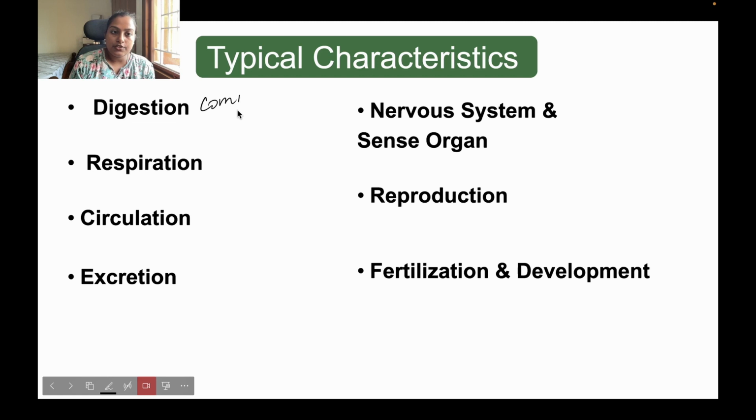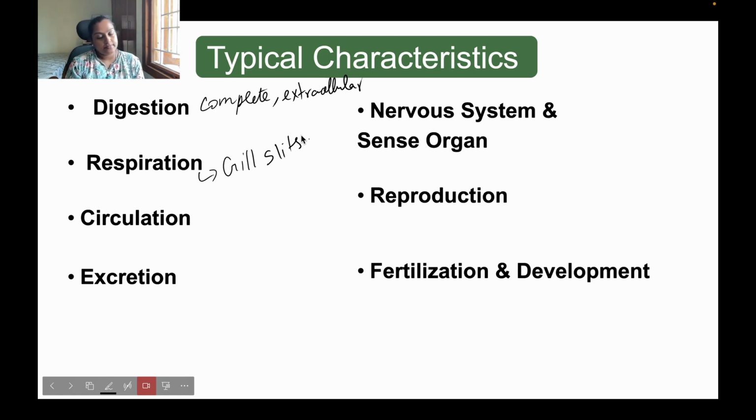Digestion is complete digestion, extracellular digestion. And children, respiration. Talking about that, here they will have gill slits, pharyngeal gill slits. So if you see, chordates only will have gill slits. In non-chordates, pharyngeal gill slits are absent. But this is a feature of a chordate.